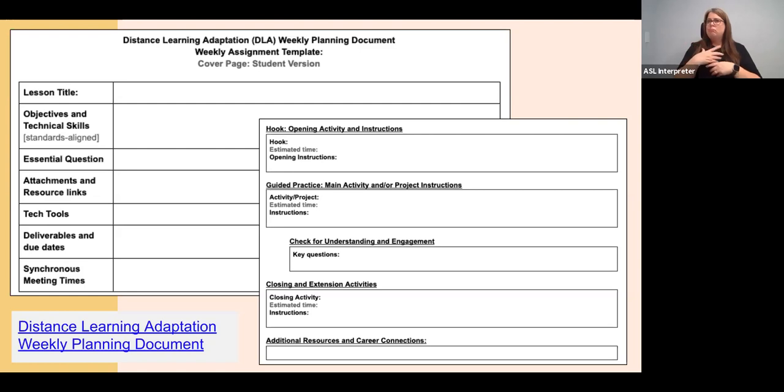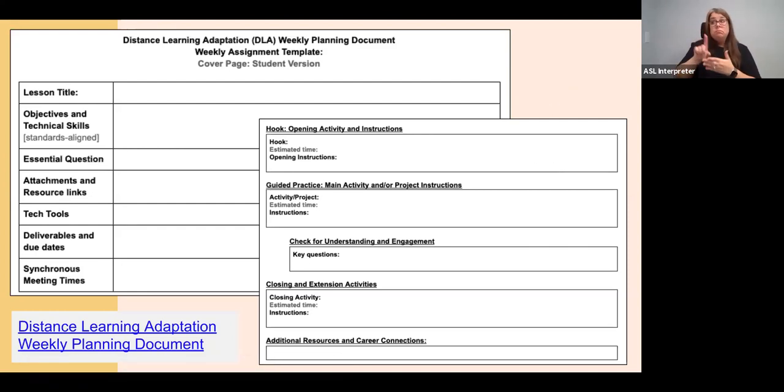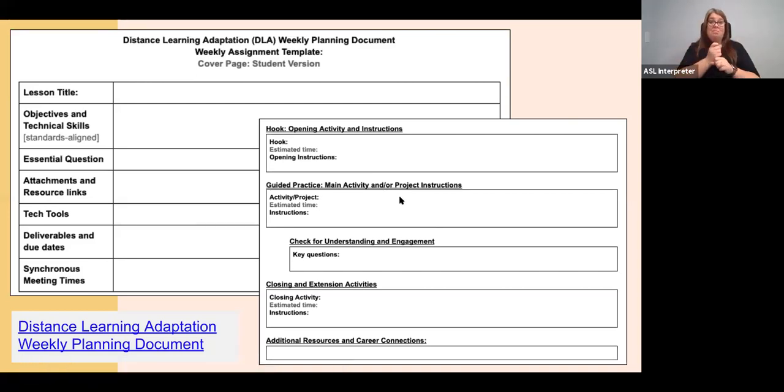And this is based on Universal Design for Learning. And it's actually structured very similarly to a CTE Online lesson. So the terms are reflective of the CTE Online terms. For instance, opening activities and instructions referred to as a hook, something that engages students in the initial phases of a lesson. The guided practice is your main activity, your check for understanding, closing and extension activities, and any additional resources and career connections. They can all just be put into this template, delivered the first day that you see students in a week, and it'll help them have something to reference that's just always there. It's all there. So that was something that we know has been really useful to teachers. This was established in March, and it's been widely used. Okay, thank you.